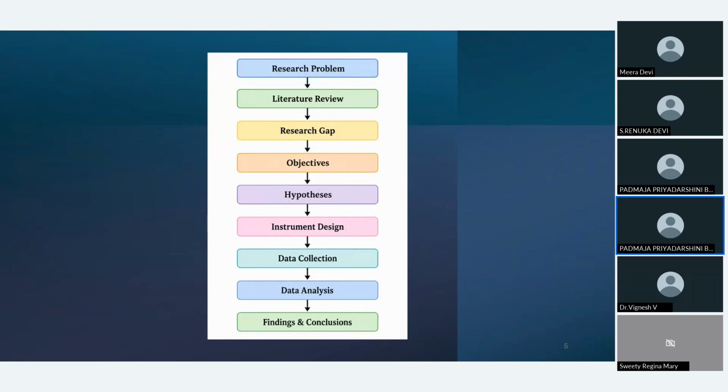So the entire crux goes like this. We identify a research problem, we go with the literature review, we cover the research gap, we frame the objectives. With the objectives, we go with the hypothesis. Then we decide the instrument design, questionnaire designing. Then, once the questionnaire is through, we go with the data collection. From there, we go with the data analysis, and then the findings and conclusions.